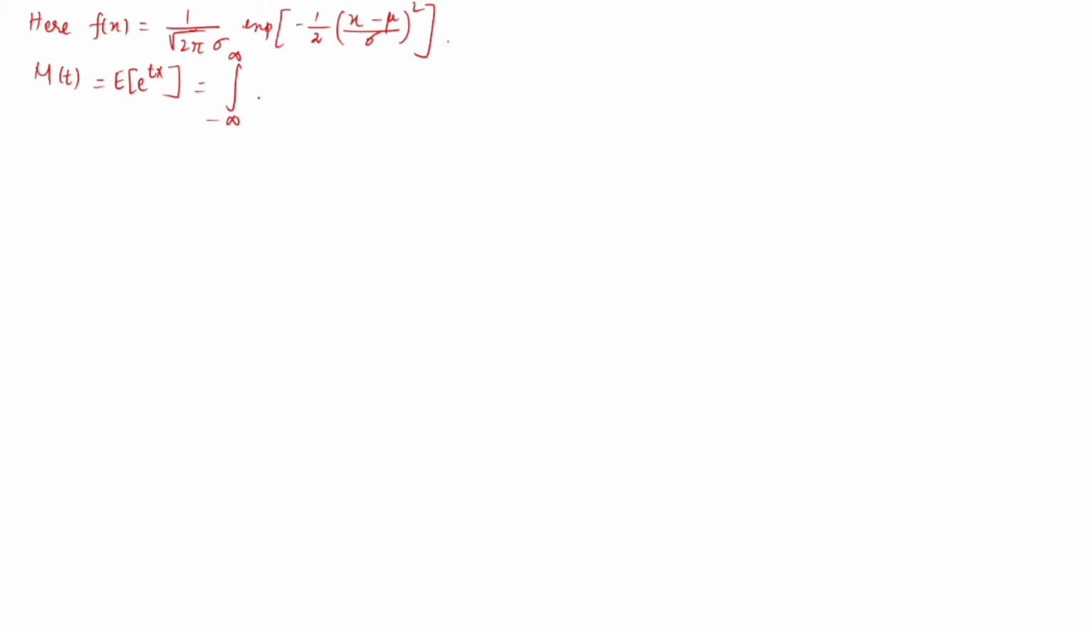Coming back to the derivation of the moment generating function, it can now be written as e to the power tx multiplied with 1 upon under root 2 pi multiplied with sigma, exponential of minus 1 upon 2 times (x minus mu upon sigma) the whole square dx, isn't it?